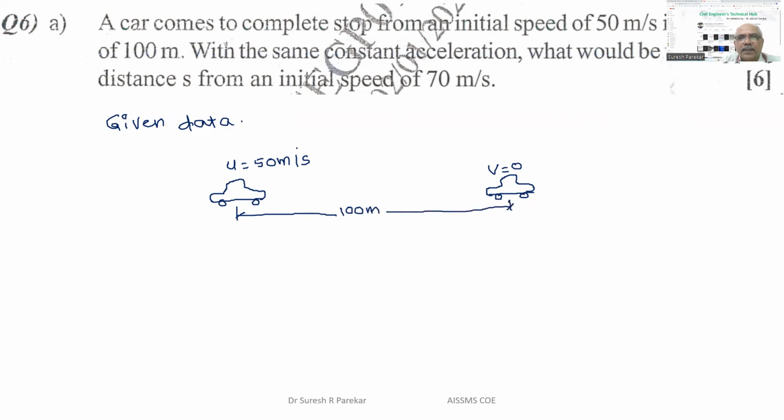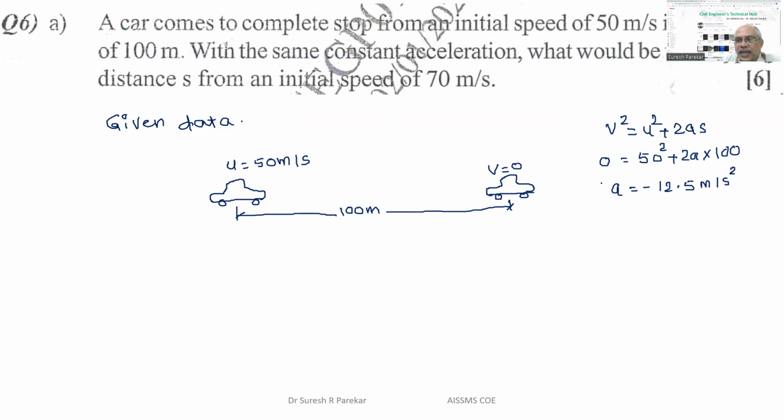And then what would be the stopping distance from an initial speed of 70. So now you can see u is given, s is given, t is not there. So which equation do we have to use? We use v square equal to u square plus 2as, because time is not there. Final velocity is 0, u is 50, so 50 square plus 2a, and s is 100. From this, we get the value of a equal to minus 12.5 meters per second square.